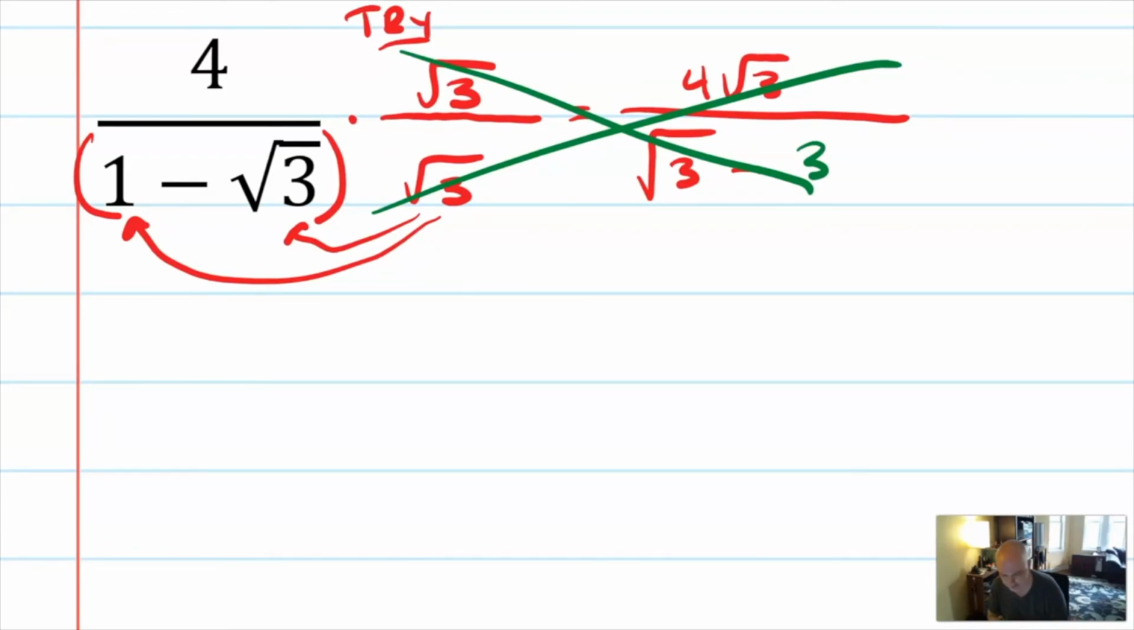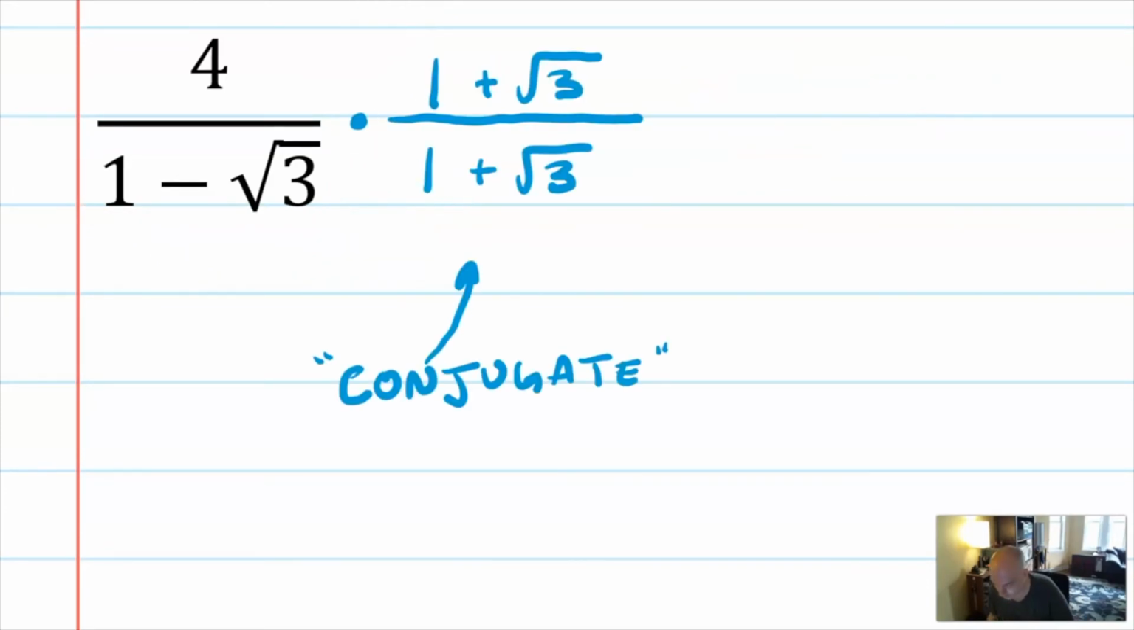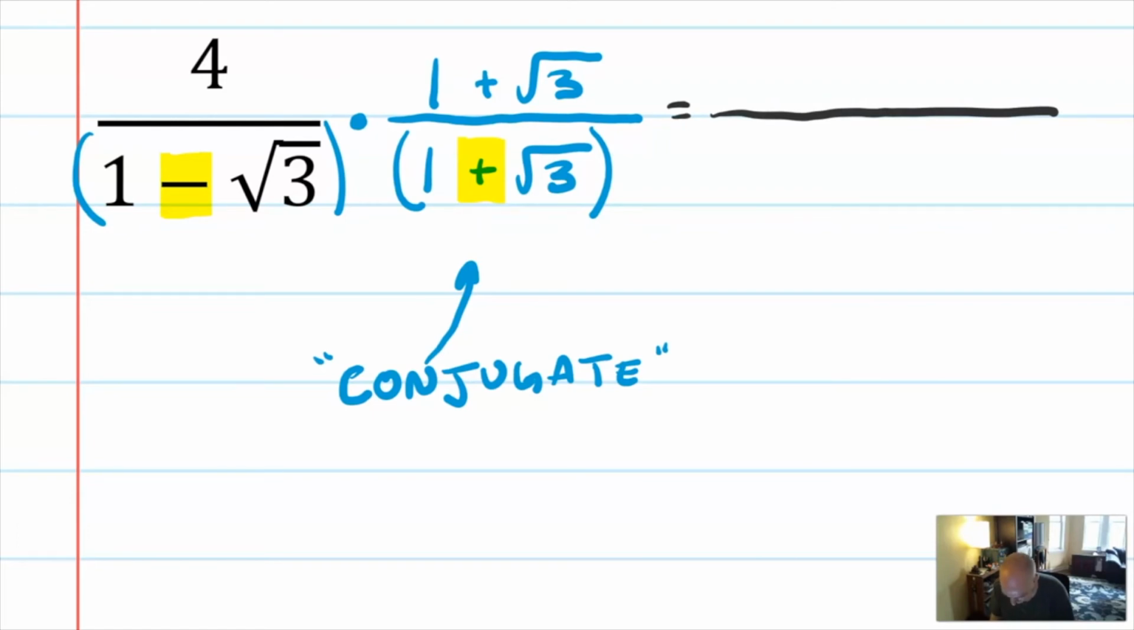I'll give you the strategy first, and then I'll show you the reason why. What you're going to have to do is multiply by the conjugate of the denominator. The conjugate is the same numbers, but with a flipped sign in the middle. Let's do the multiplication and see what happens. On the top, you distribute the 4, and it becomes 4 plus 4 root 3. That's standard. Let's do the bottom.